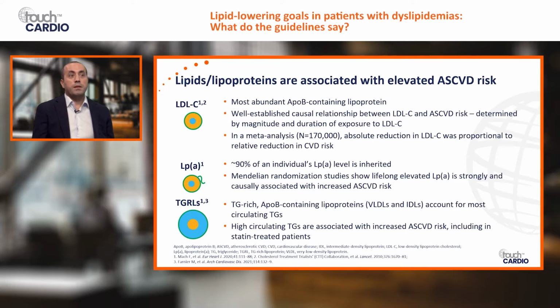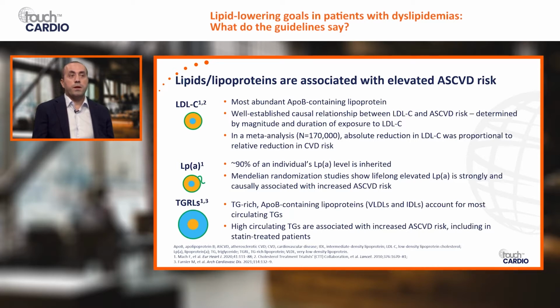Regarding Lp(a), it's important to mention that approximately 90% of an individual's concentrations are inherited. And again, Mendelian randomization studies show that lifelong elevated Lp(a) is strongly and causally associated with increased ASCVD risk.